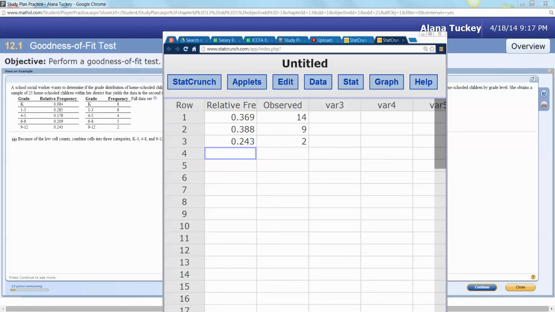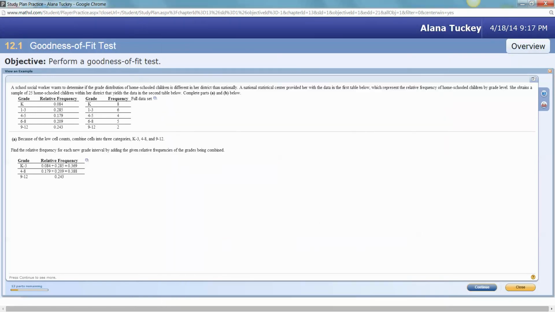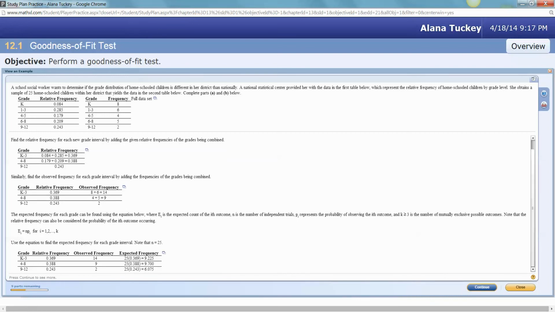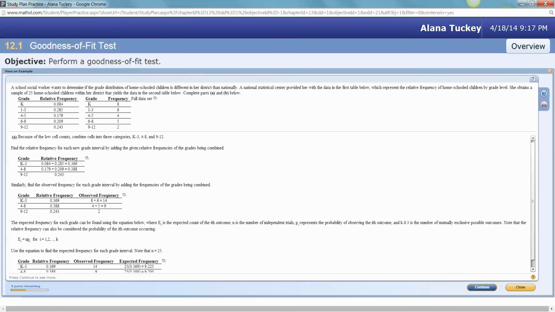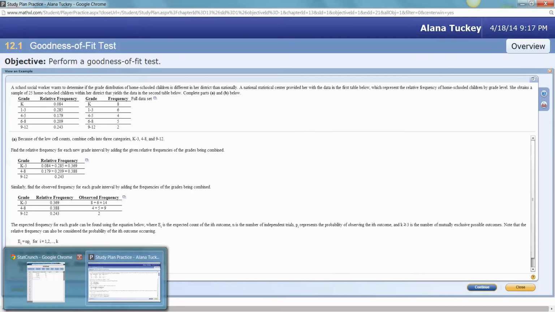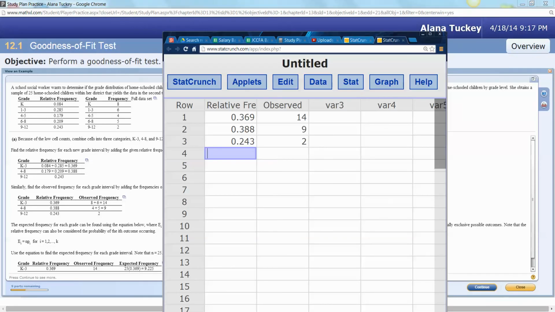Okay, so now we have those values. Now they want us to figure out the expected values. So first, 0.388, 0.369, 0.243. There's those values, and there's the frequencies. Now we need to figure out the expected values for another column. And what you do for that is figure out how many people she asked altogether, which is the sum of that middle column, 14, 9, and 2. So together that makes 25 for the total.